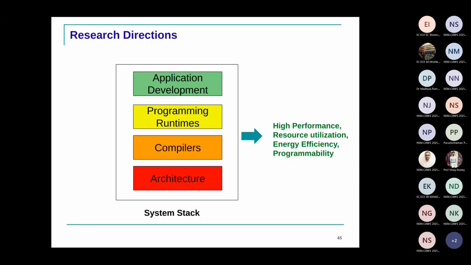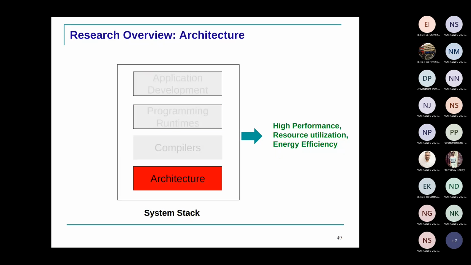Let's go into each of these and see what kind of research is going on. The first one is architecture. The goal of architectural research is to come up with a better architecture to improve performance and address resource utilization and energy efficiency.